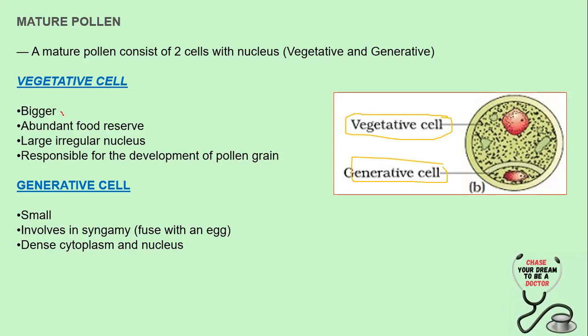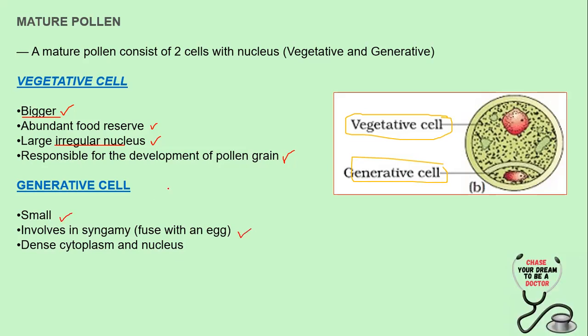So the vegetative cell is the bigger cell. It consists of abundant reserve food material. It has a large nucleus, a large irregular nucleus. Very important term, large irregular nucleus. It is the bigger cell inside the pollen grain, responsible for the development of the pollen tube. Whereas the generative cell is small and is involved in the formation of male gametes.